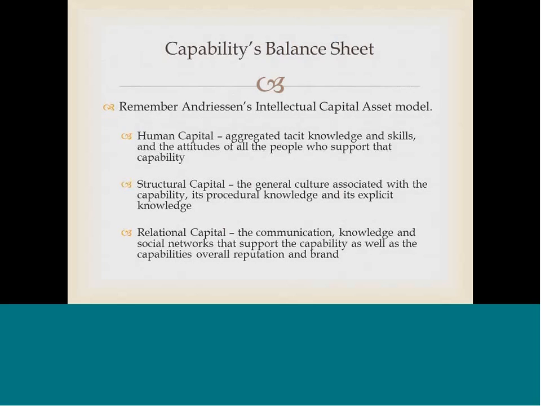So let's remember Andreessen's intellectual capital asset model, which focuses on human capital, structural capital, and relational capital. By human capital, we mean aggregated tacit knowledge and skills, the attitudes of all the people who support that capability. By structural capital, we mean the general culture that surrounds that capability, its procedural knowledge, and its explicit knowledge. By relational capital, we mean the communication, knowledge, and social networks that support the capability as well as the capability's overall reputation and brand.